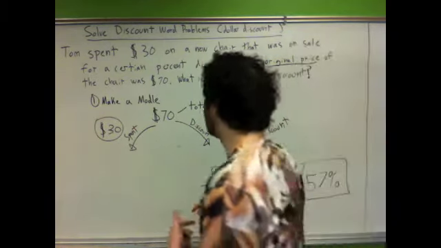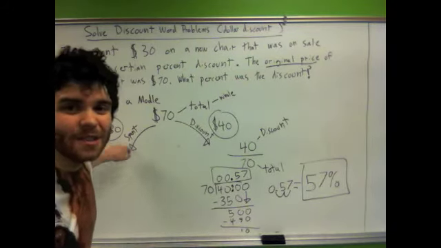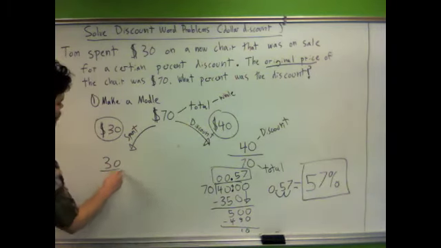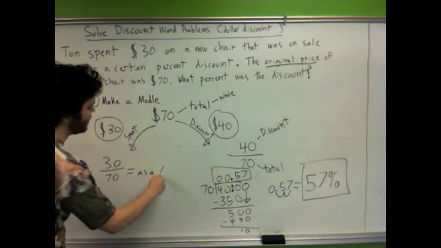And again, if you wanted to find the percent that you spent, well, you just take 30 over 70 and write that as a percent.